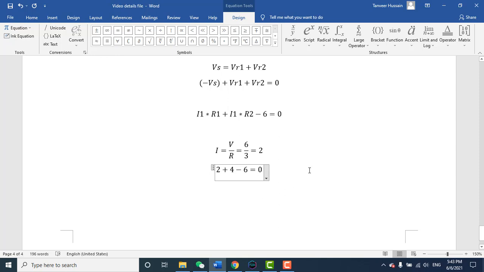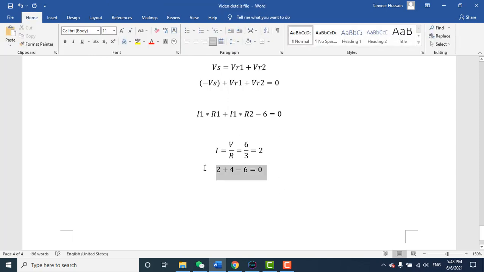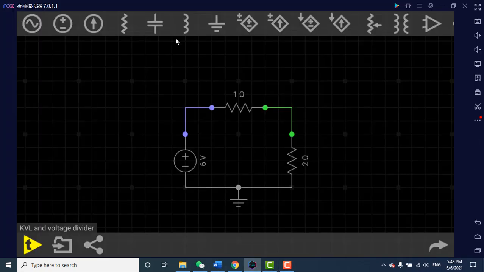So we proved this is the proof of Kirchhoff's voltage law. We proved it is true that 0 is equal to this side, which also becomes 0 if you sum it. Minus 6 plus 4 plus 2 is also 0. So let's run the simulation here.